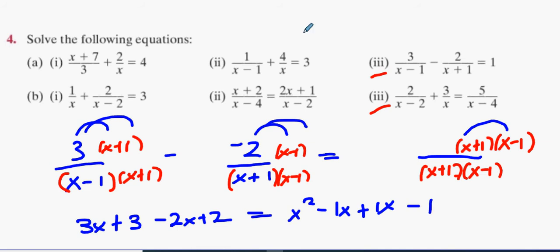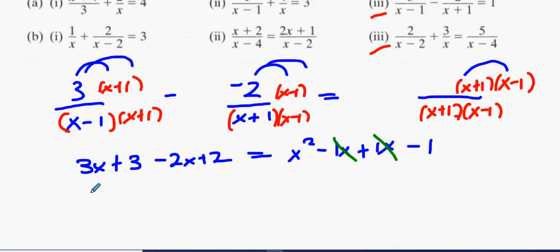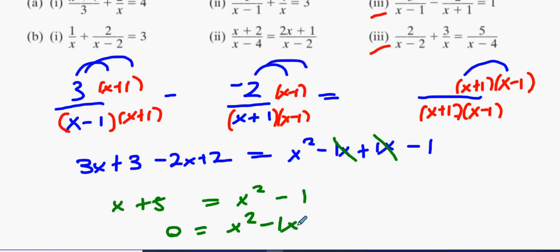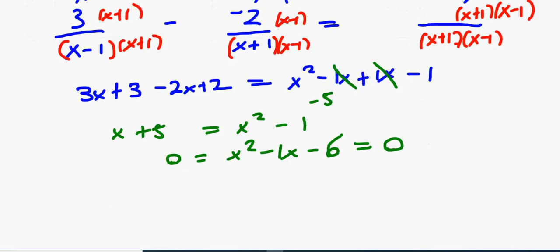What cancels here? We get x plus 5 over that side, and we get x squared minus 1 over this side. Bring everything to one side, and we're going to get 0 equals x squared minus 1x. What's minus 1 minus 5? Doesn't matter where I put the equal 0. So I'm just going to put it over this side because I'm lazy. I don't want that right in the line. What can I do now?